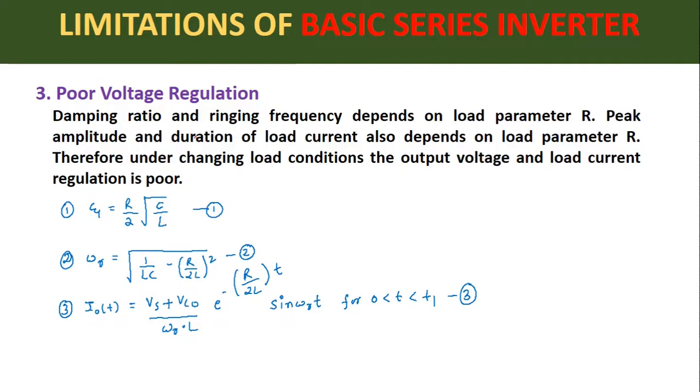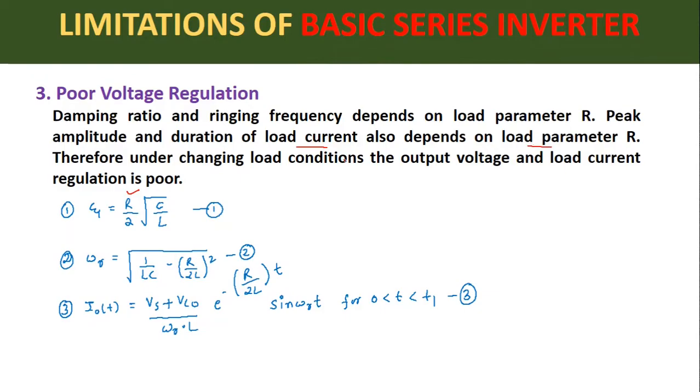Third limitation is poor voltage regulation. Here we can see this is the equation of damping ratio zeta, and this is the equation of omega r, which is called the ringing frequency, and this is the equation of the load current or output current. So if we see all three equations, the damping ratio, ringing frequency and the load current, all depend on the load parameter R here.